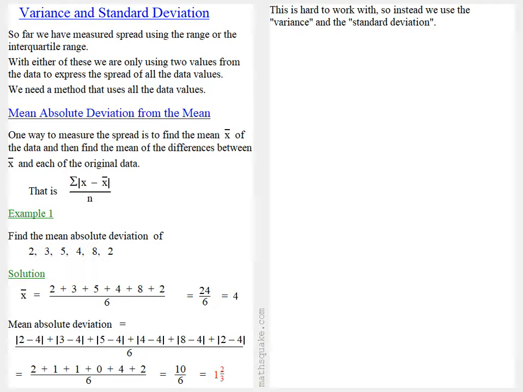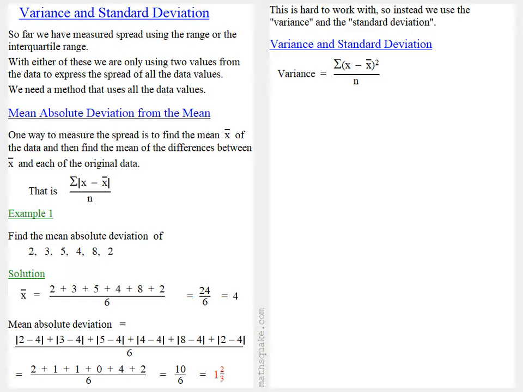Now it turns out to be very hard to work with the mean absolute deviation, so instead we use what's called the variance and the standard deviation. Now the variance is similar in that in the first method we use the modulus sign to make everything positive, but another way to make all the terms positive is to square them. So we define the variance as being sigma x minus x bar all squared over n.